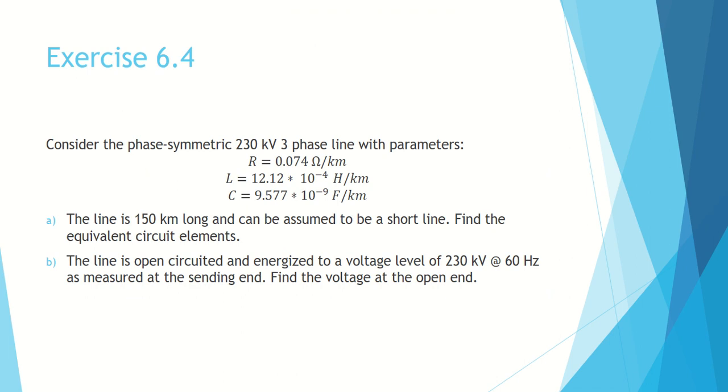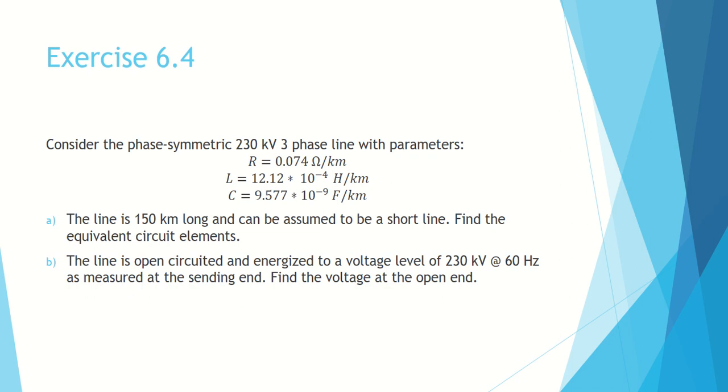It says: consider the three-phase symmetric 230 kilovolt three-phase line with parameters R equals 0.074 ohms per kilometer, L equals 12.12 times 10 to the power minus 4 henry per kilometer, and C equals 9.577 times 10 to the power minus 9 farad per kilometer.